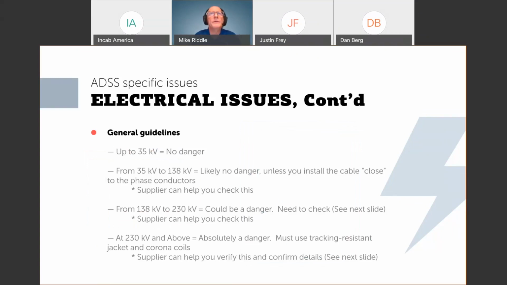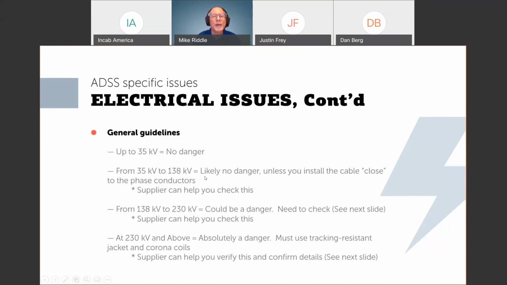Now, I need to take that information and make it more practical for you. So generally speaking, up to 35 kV, there's not a danger of tracking. You can use just a standard polyethylene jacket, no problem. From 35 kV to 138 kV, you're also likely no danger. You've got to really work hard almost to make a problem. And I'll show you that in a minute in detail.